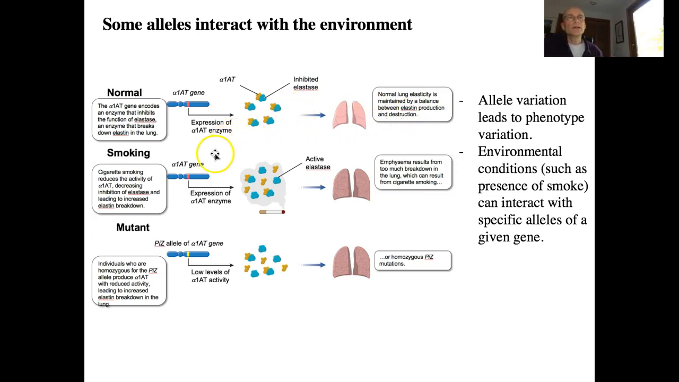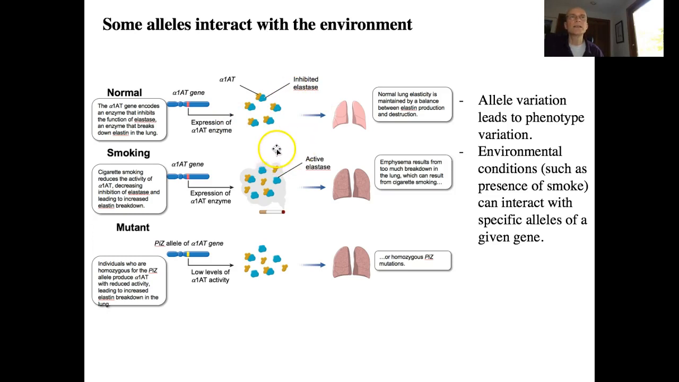So it turns out that when the environment is smoky, when people smoke, but it could also be secondhand smoke, that reduces the activity of the alpha-1AT, and that decreases the inhibition of elastase, and that leads to increased elastin breakdown, and that can lead to emphysema. So that's a lung disease. It's not really so important that you understand this pathway of elastase and elastin and emphysema. That's not what this is about.